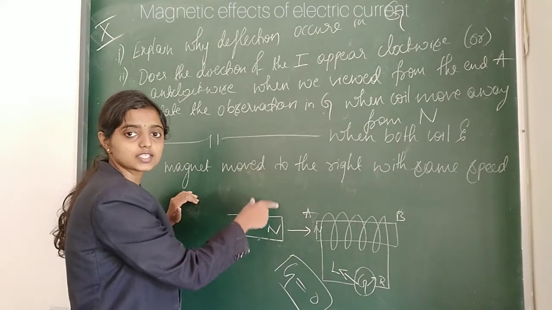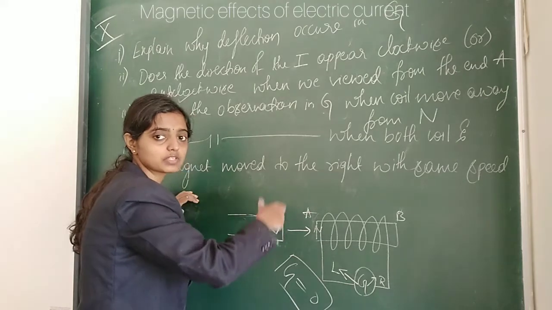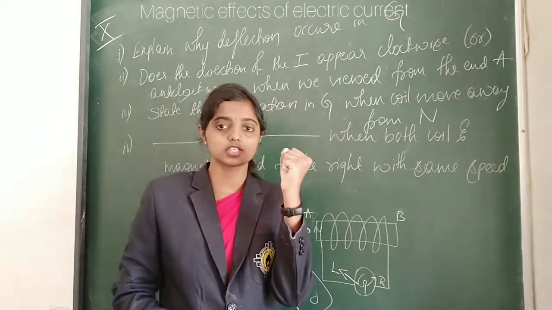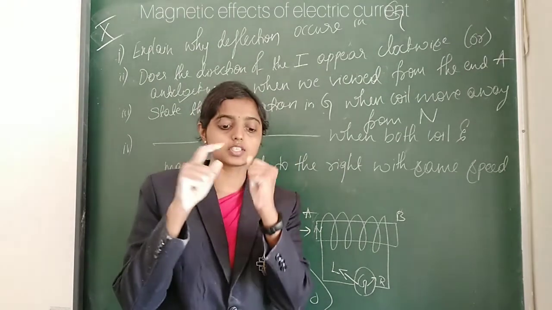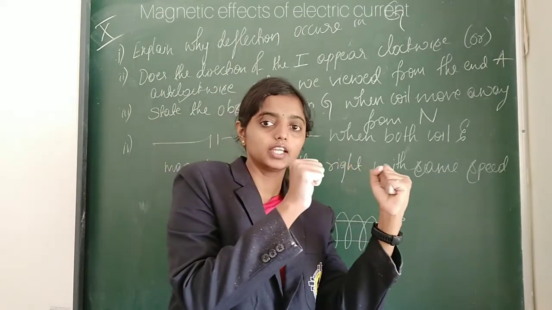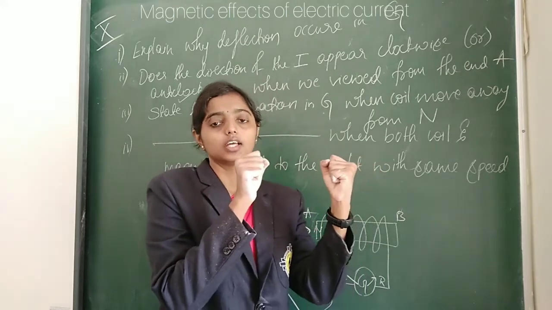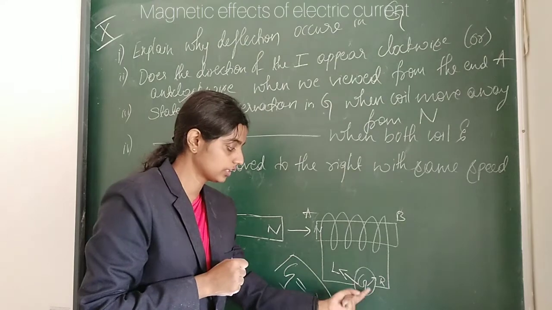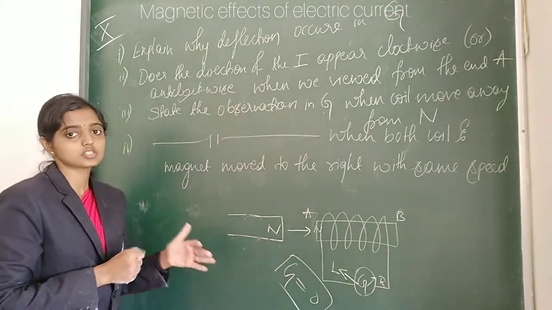That is, when a current is steady, what happens in coil 2? The galvanometer shows zero. So suppose this is my coil and this is the magnet. When both move, we won't get any different magnetic field lines with respect to this coil. That means no induced current, and the deflection in the galvanometer shows zero. Now I hope you understood both the questions.